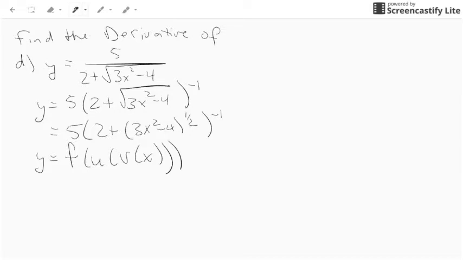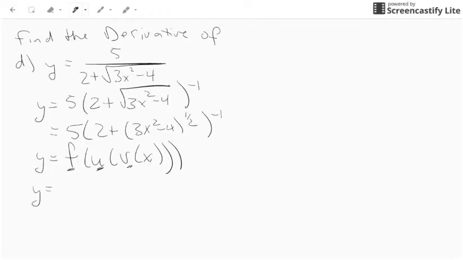So how do you handle that? Well, what you do is you simply multiply the derivative of the outside function, f of u of v of x, multiplied by the derivative of u at v of x, multiplied by the derivative of v of x. So now let's identify what our different functions are here, okay?